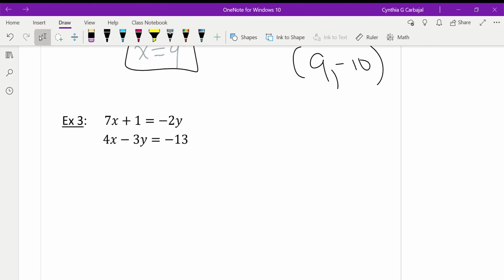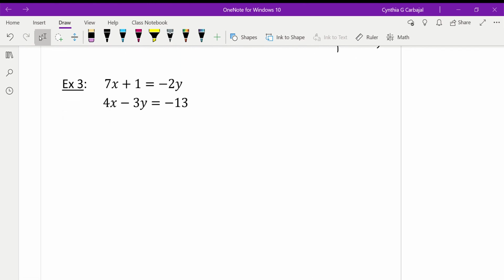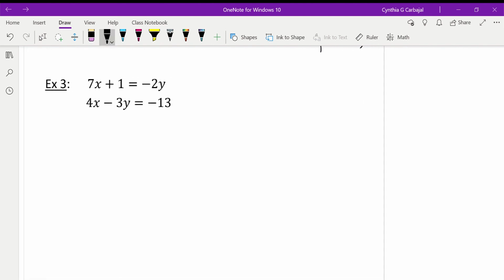Alright, on example 3. Again, nothing jumps out, but they're also not in order. If you notice, they don't line up. I have the x's here, and those line up. But then I have the y's over here, the regular numbers over here. So we're going to have to move things around so they line up. So I need to bring this 2y over and this 1 over here. So really, initially they have to cancel out.